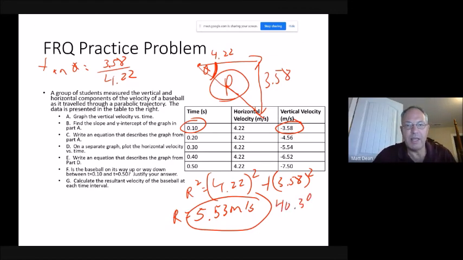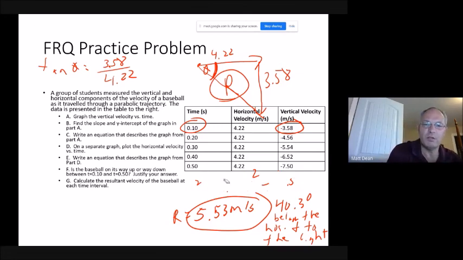And we would say that would be below the horizontal and to the right. So our answer would be 5.53 meters per second at 40.3 degrees below the horizontal and to the right. Let's do one more of these. Let's just go down to the bottom one and do the same thing.